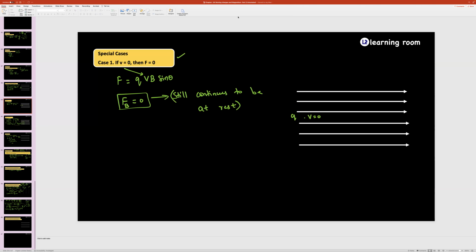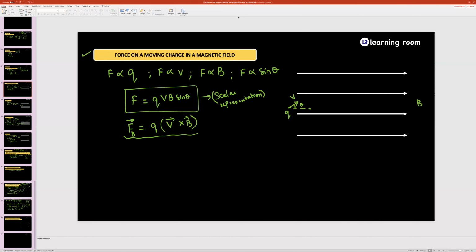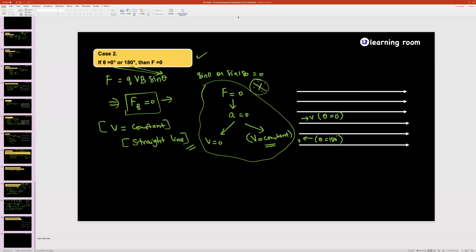If you place a charged particle in the presence of a magnetic field, just at rest, what is going to be the force experienced by it? It will be 0. Why? Because F is equal to QVB sin theta, and when V is 0, you substitute it here and force will be 0. Next, when theta is equal to 0 degree or 180 degree, the charged particle is having velocity, but the angle at which it is projected is either 0 degree or 180 degree. Then the answer is again 0. But what is the difference between the first 0 and the second 0?